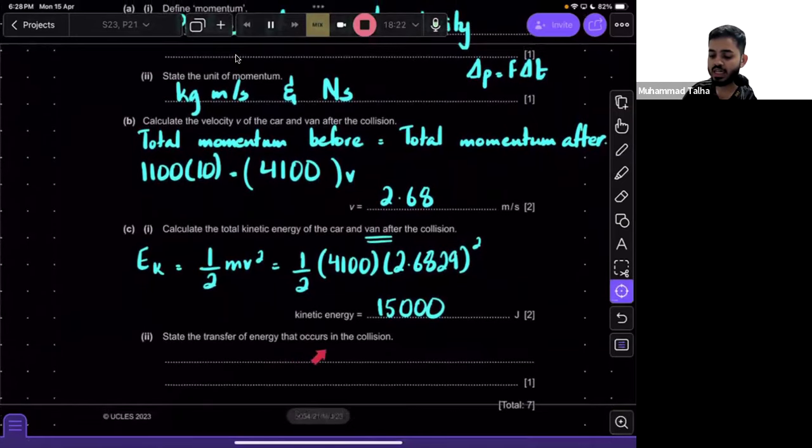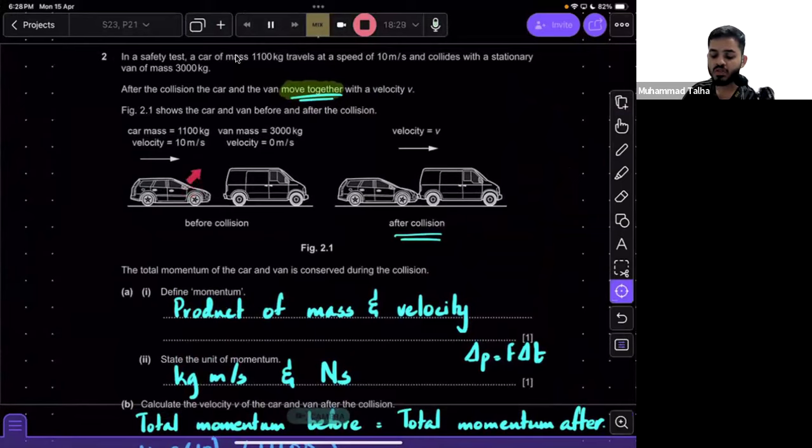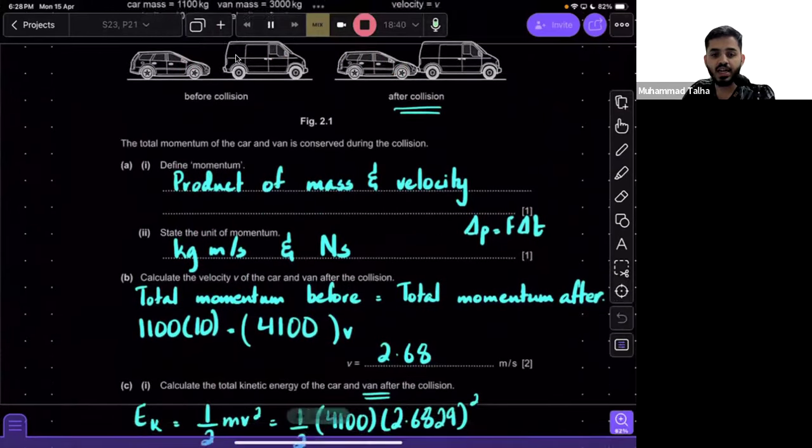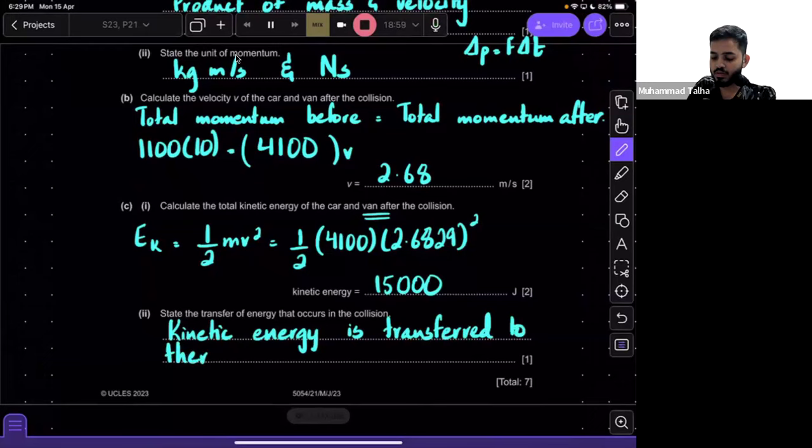So state the transfer of energy that occurs in the collision. So in this collision, what's the transfer of energy? Because if you do this calculation, you don't have to, by the way. You'll find out that the initial kinetic energy is more, the final kinetic energy is less. So where is that energy going? So you'll say that the kinetic energy, which is basically due to the movement, is transferred to heat, so to thermal energy, and would also be transferred to sound energy. All right. So this is how the energy is transferred.